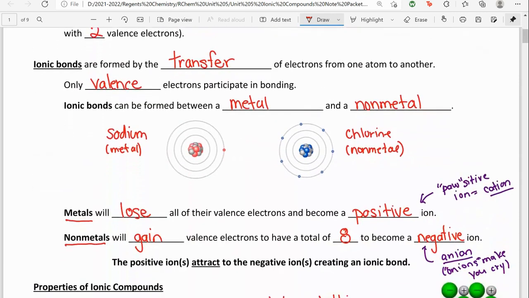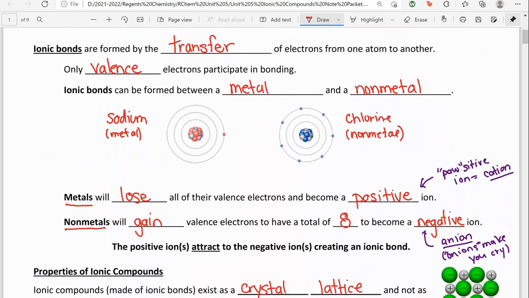So let's get into ionic bonds, which you saw a little bit in the gizmo activity. Ionic bonds are formed by the transfer of electrons, and that's basically the definition that you have to know with ionic bonds. So there is something that is losing electrons and something that is going to gain those electrons. Only our valence electrons participate in bonding, so just the outer shell.